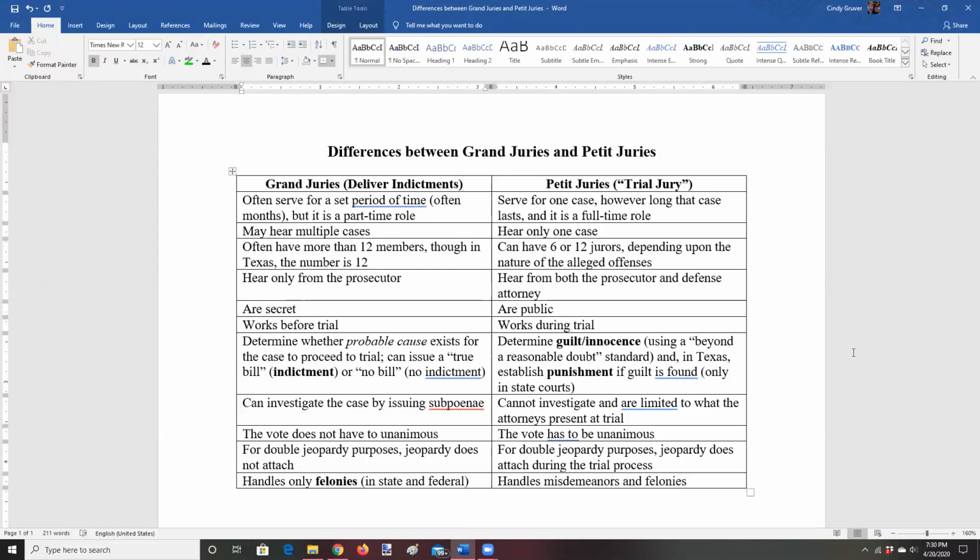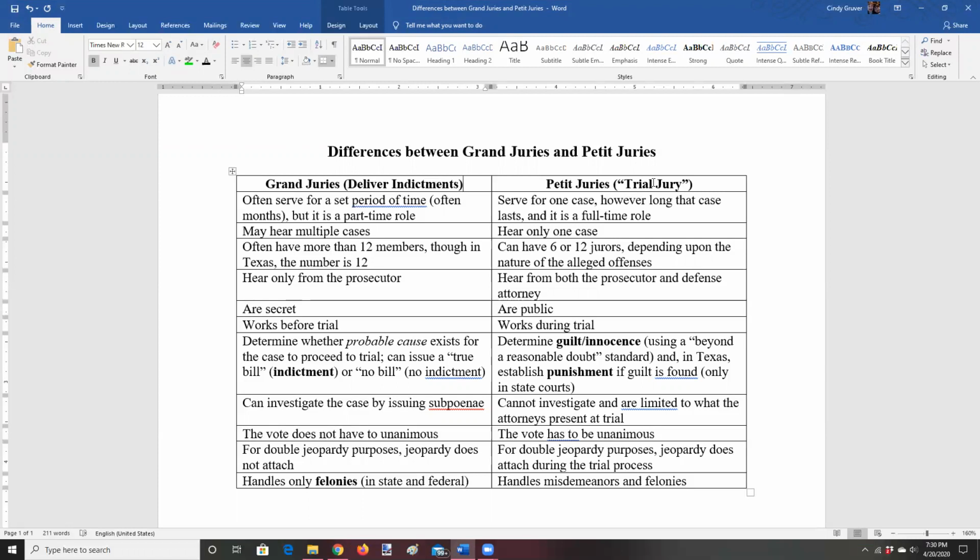The big thing to keep in mind, the big difference, is that grand juries deliver indictments and petit juries are the juries that handle the trial. They're the people that hear the evidence when we're actually in trial. So those are two huge differences. There's more differences than similarities between grand juries and petit juries, and so we're going to go through and parse those differences.